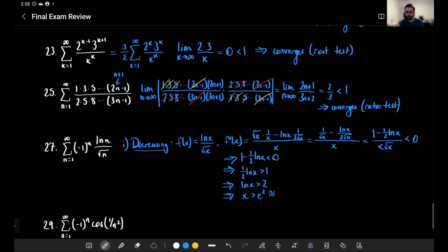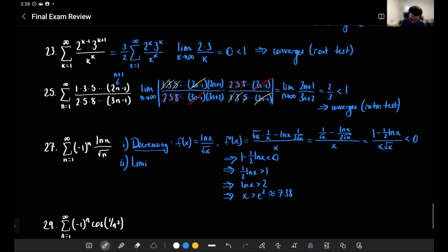I forget what e squared is. E is 2.718 roughly. So, okay, that's 7.3-ish. Okay, so you want x to be greater than 7.38. You could just say, take n to be 8, right? Then at least from that point forward, you're good. You're eventually decreasing. Your derivative is negative past the 8th term, which is good enough.